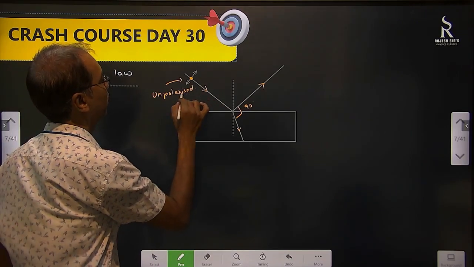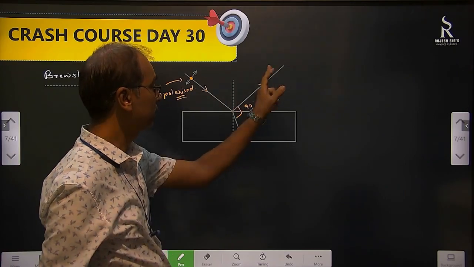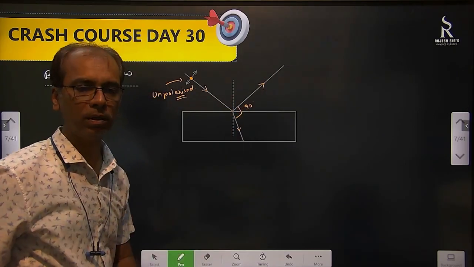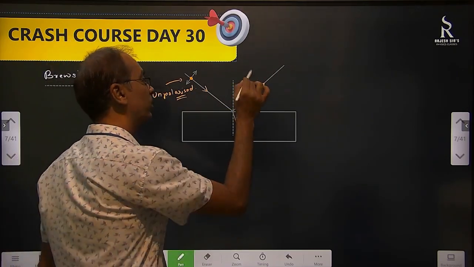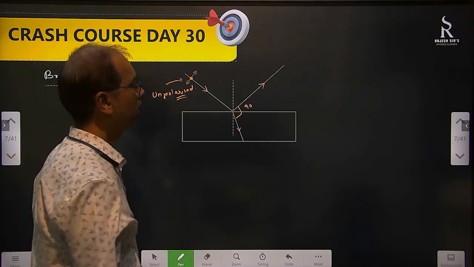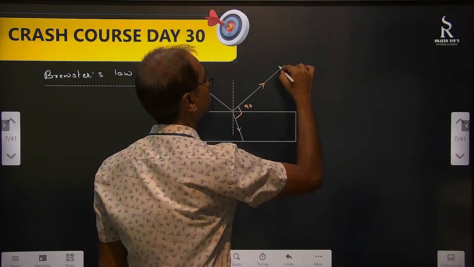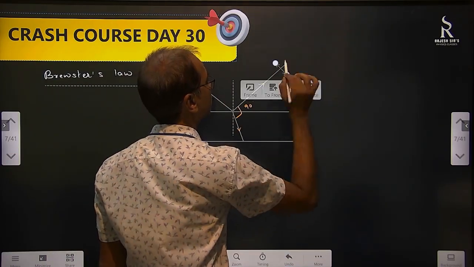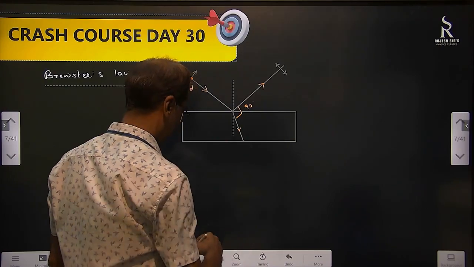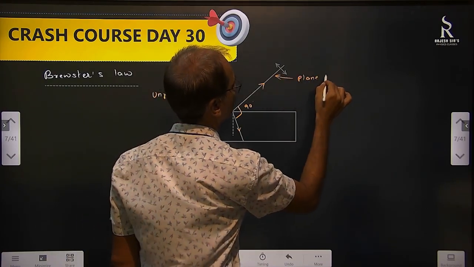So if unpolarized light is coming in and there is reflected light and refracted light, and both are perpendicular to each other, then this reflected one is polarized light. Okay, this will be polarized. So you can make it like this. This alone is plane polarized.